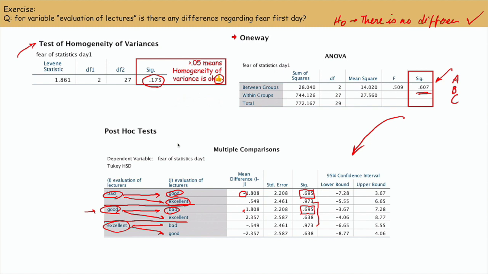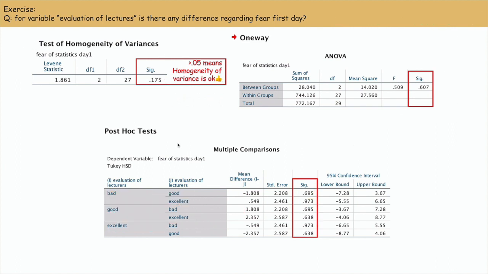But as I said, we look at the post hoc test only if the ANOVA is significant. We look at this one, and then we can find where the problem is.